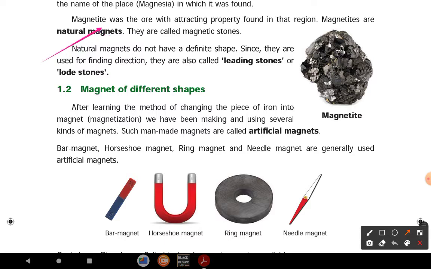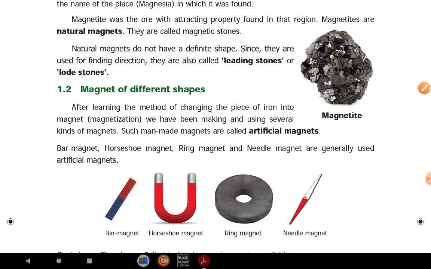So, magnetite is an ore, தாது பொருள், with attracting property. அதுக்கு என்ன property இருந்தது? It attracted all the iron-like substances. Okay, found in that region. So magnetites are natural magnets. This is not man-made. This is a naturally found magnet. The natural magnets are called magnetic stones. A stone வடிவத்தில் இருக்கிறதுனால they are also called magnetic stones. Okay, do you understand, children?